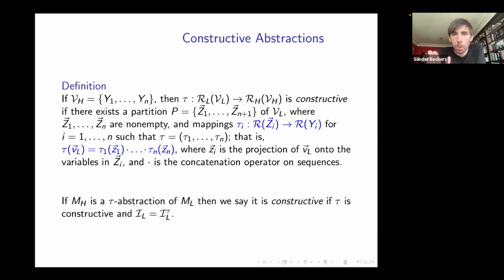To be clear, for the moment, I'm restricting myself to constructive abstractions, although I do think there are ways of generalizing in the future. But to make things easy, I'm going to focus on a particular kind of abstraction, which means that tau has a very nice form. The function tau essentially clusters low-level variables, and each cluster is mapped to a single high-level variable, and the clusters don't overlap, right? So for each high-level variable yi, there will be a specific function tau i and specific low-level variables zi, and they're all nicely separated, partitioned from each other.